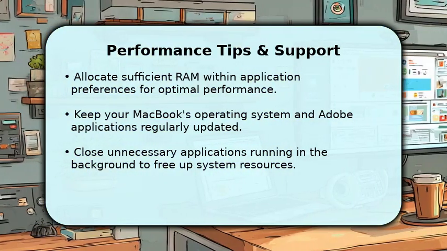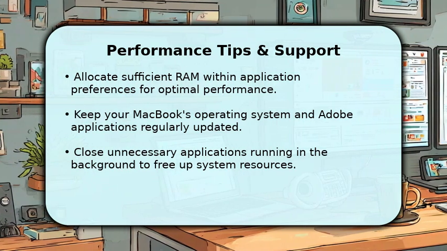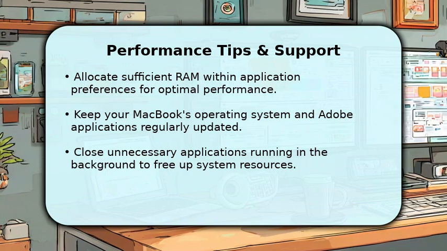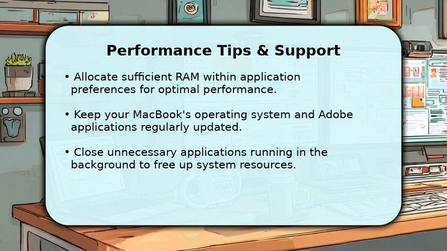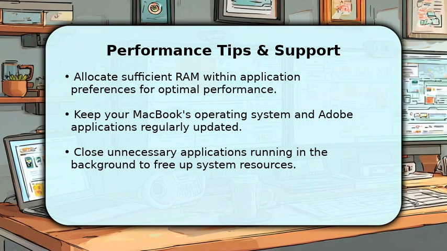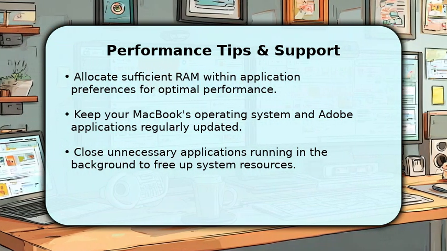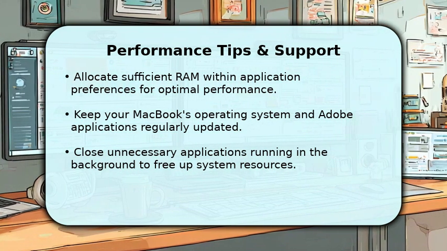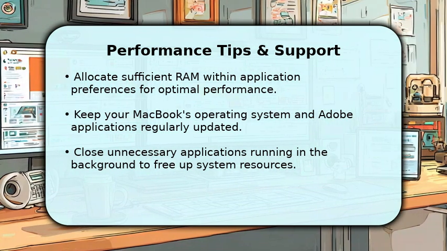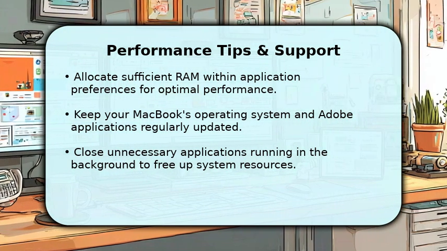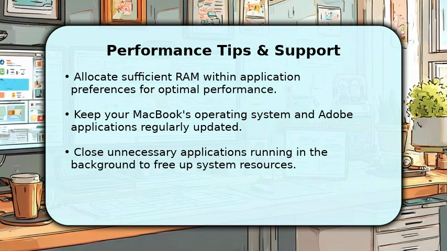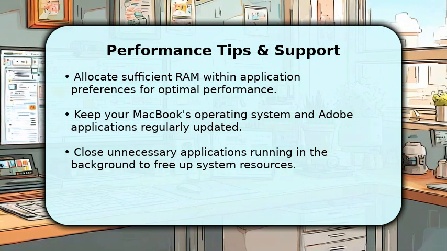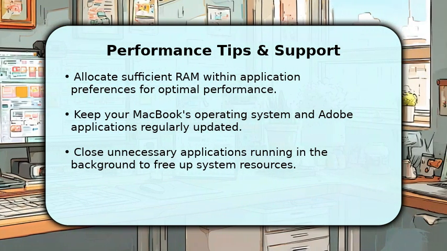To ensure your Adobe applications run smoothly on your MacBook, consider these performance tips. Go into the application preferences and allocate enough RAM, perhaps 60 to 70% of your total system memory, for intensive tasks. Keep both your Mac OS and Adobe software updated to benefit from the latest optimizations and bug fixes. Close other applications you are not actively using to maximize available processing power. If you encounter issues, Adobe's comprehensive online help and community forums are excellent resources.